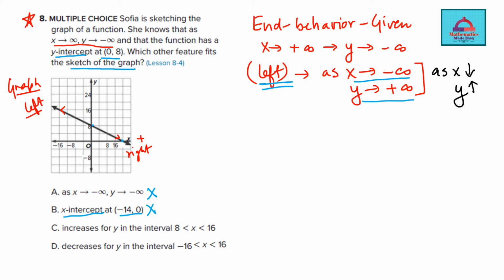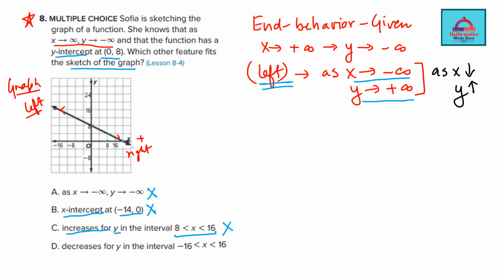Cross. Next, it says that in the interval 8 to 16, so on the positive side, let's come to this. This is 8, this is 16. In this interval, it says the graph increases for y. However, from 8 to 16, you can see it going down, down and down. So again, increase is not true. So this is not true as well.